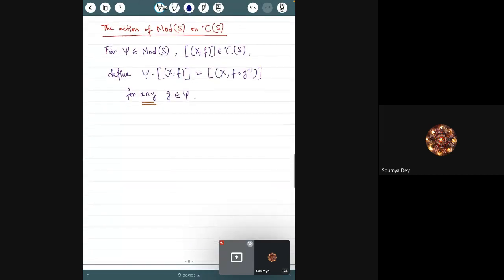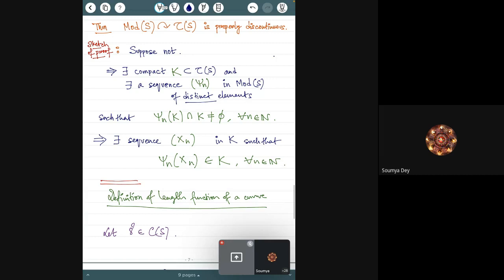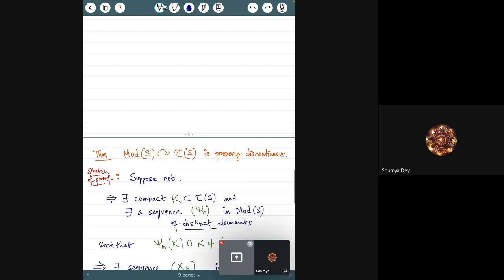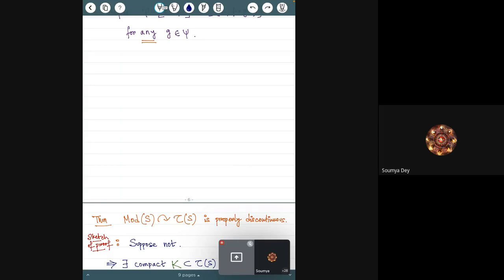Any other questions? Okay. So we have already defined the action of the mapping class group on the Teichmuller space. Now it's a theorem, in fact an involved theorem, which says that this action is properly discontinuous. If you remember, it was defined by Krishnendu in his last lecture, I think. So what is a properly discontinuous action?